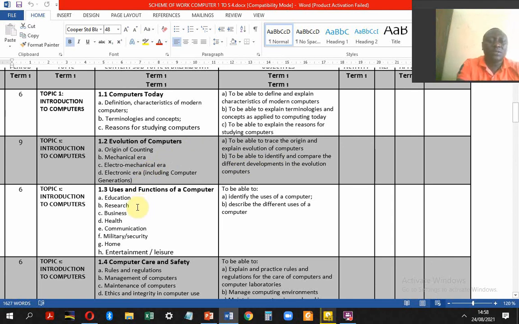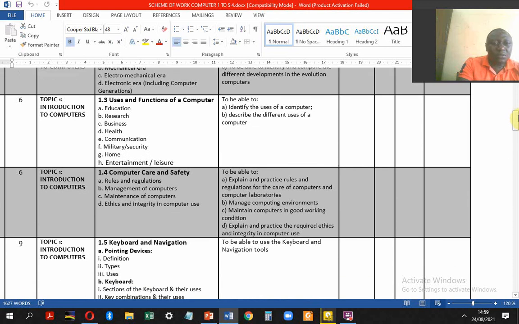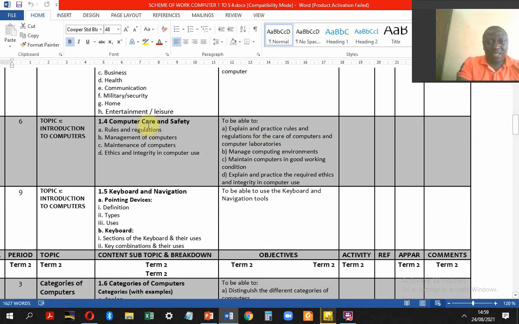Friends that are still online, we shall now look at the uses and functions of a computer. We shall look at them in this kind of category. We shall specify in education, research, business, health, communication, military or security, home, and entertainment or leisure. Still in topic 1, we'll be dealing with computer care and safety, the rules and regulations. This is where we are supposed to explain and practice the rules and regulations of how one is supposed to care for the computers and also the computer laboratory.